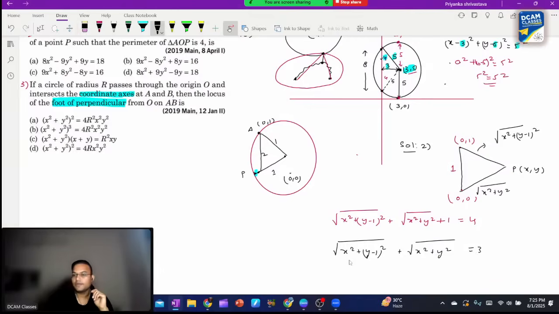Solve it and find which equation this is. Which equation are you getting after solving this? A, B, C, D.